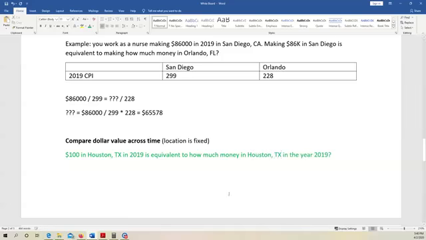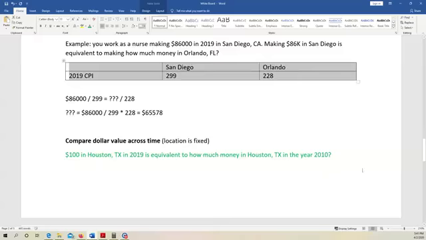You can see the location is fixed, right? Houston versus Houston, but in a different year. In the year, for example, in the year 2010. So $100 bill in Houston in the year 2019 is equivalent to how much money in Houston, Texas in the year 2010? How to do this question? Again, we can use consumer price index.